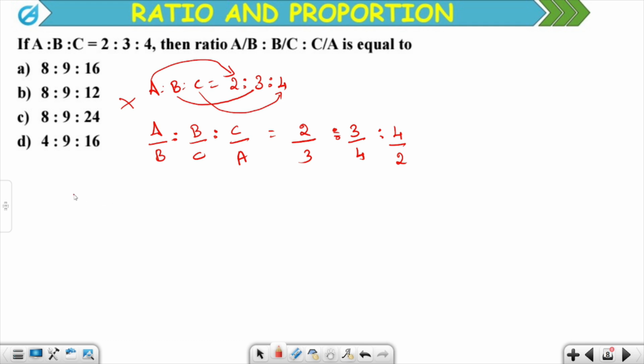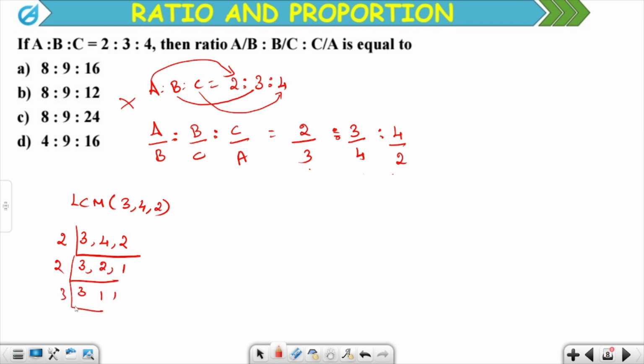Okay, so now we have to take the LCM of the denominators. What are the denominators? 3, 4, and 2. What is the LCM of 3, 4, and 2? So, how to take the LCM of 3, 4, and 2? Here I will be taking 2 outside. This is 3. So this is 2 and this is 1 time. Now 2, 3, 1, 1. Now 3, 1, 1, 1. So the LCM of the given numbers is nothing but 2 into 2 into 3, which is equal to 12.